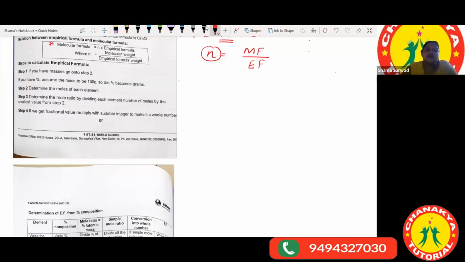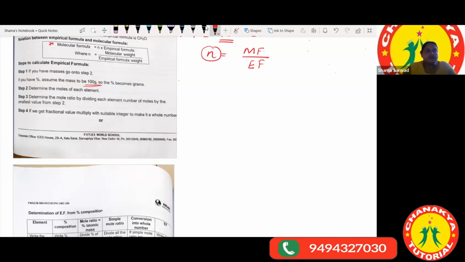Now, the steps to calculate the empirical formula. In the first step, they may give you masses. Sometimes the mass of that particular atom would be given in grams, or sometimes it would be given as a percentage. When the mass is given as a percentage, you have to assume the total mass as 100 grams, and whatever percentage is given, you need to convert into grams.